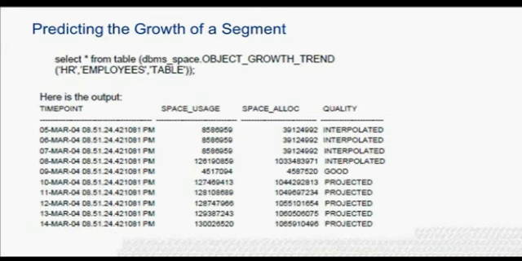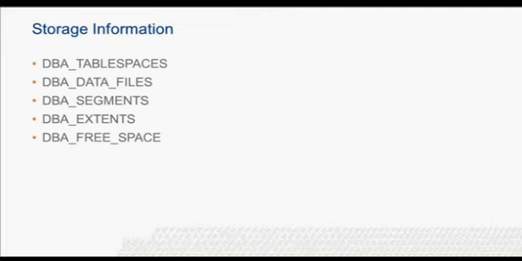The relationship between tablespaces, data files, segments, and free and used extents can be viewed by querying the data dictionary. These are the various views with the help of which we can see the information about tablespaces, data files, their locations, how segments are allocated, how extents are allocated, etc.